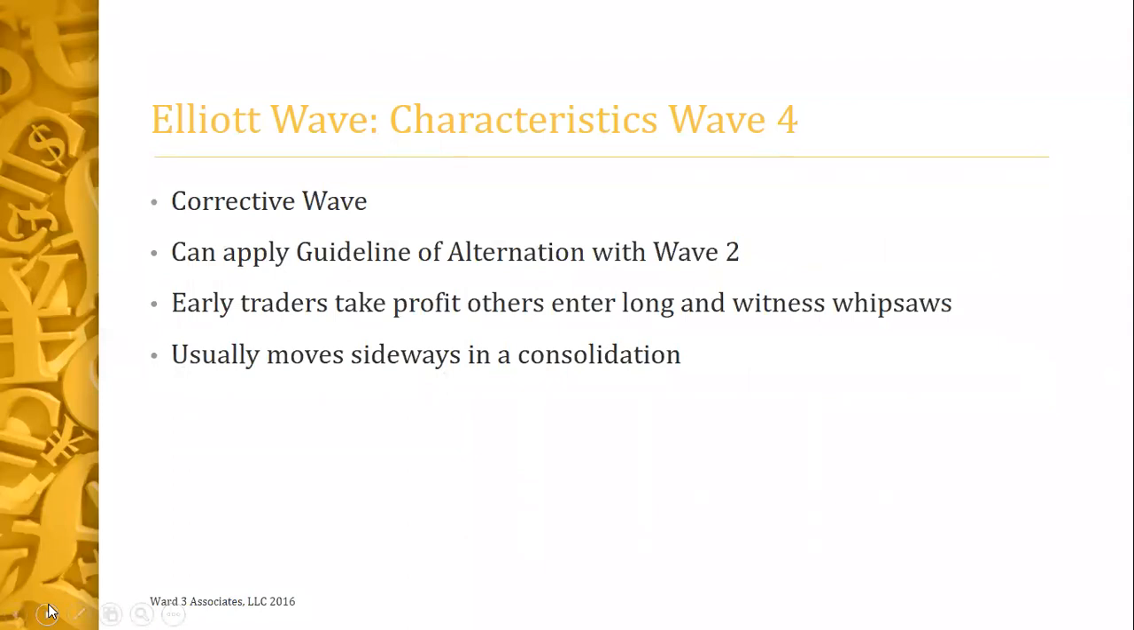Wave 4 again is a corrective wave. And once you learn the difference between wave 2 and wave 4, you can apply the guideline of alternation. Early traders take profit and others enter in longs and witness whipsaws in the markets. And then wave 4 typically trades sideways or is a consolidation.